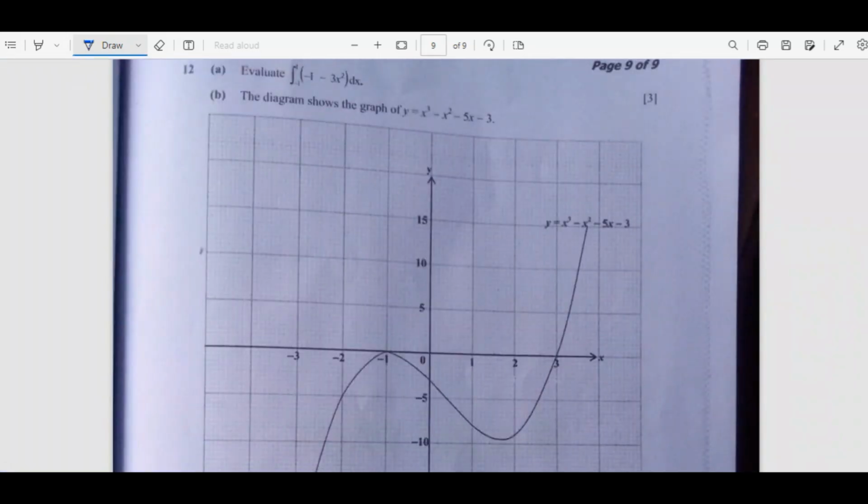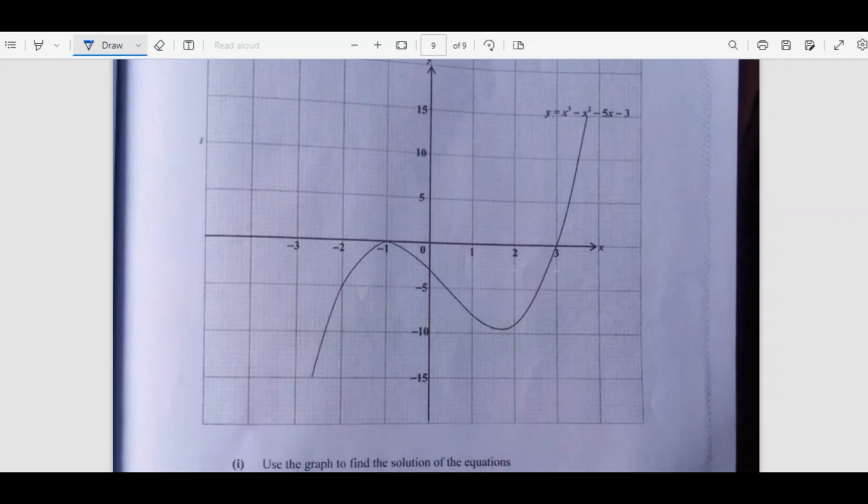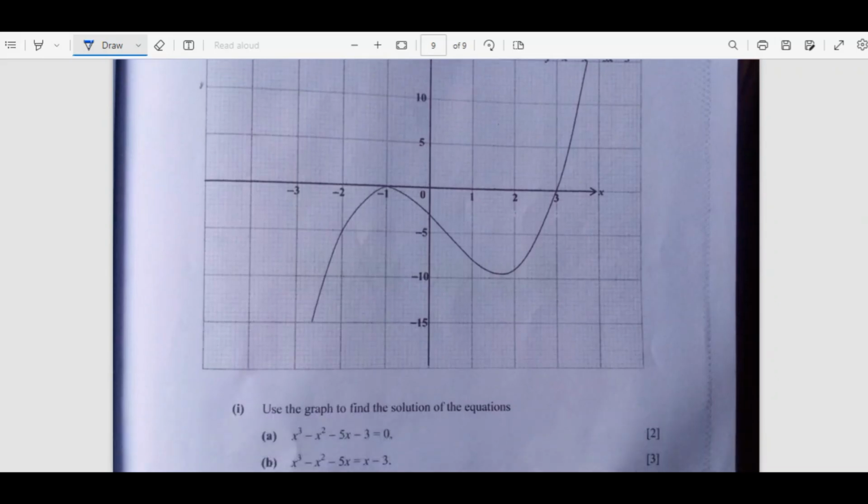Okay, we move on to question B. The diagram shows the graph of y is equal to x cubed minus x squared minus 5x minus 3. This is a cubic function. So now, this time we have been given a cubic function that has been plotted for us. Now let's have the first question. So the first question is use the graph to find the solutions of the equation. So the first equation is we have x cubed minus x squared minus 5x minus 3 is equal to 0.